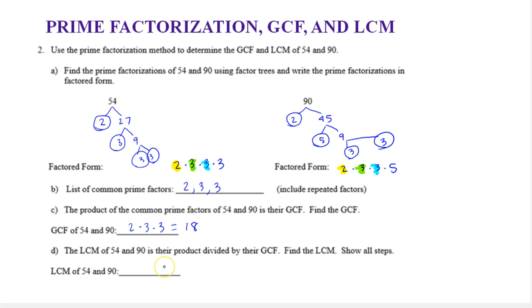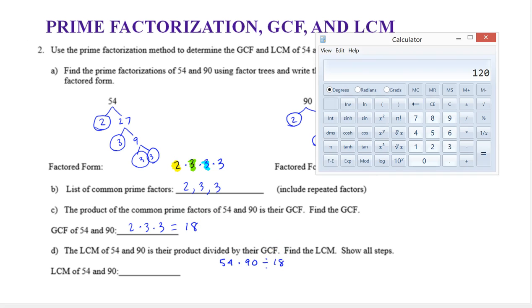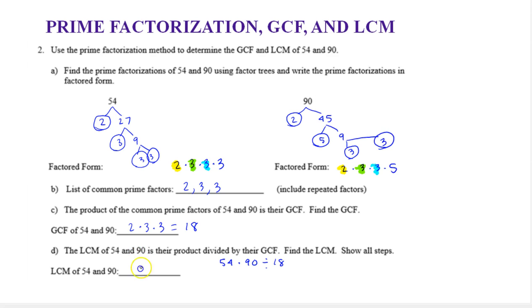And to find the least common multiple, I'm going to take my numbers 54 times 90 and divide by the GCF, which I already found. So 54 times 90 divided by 18. So their least common multiple is 270. Again, somewhat of a large number, so it's good to have this process.